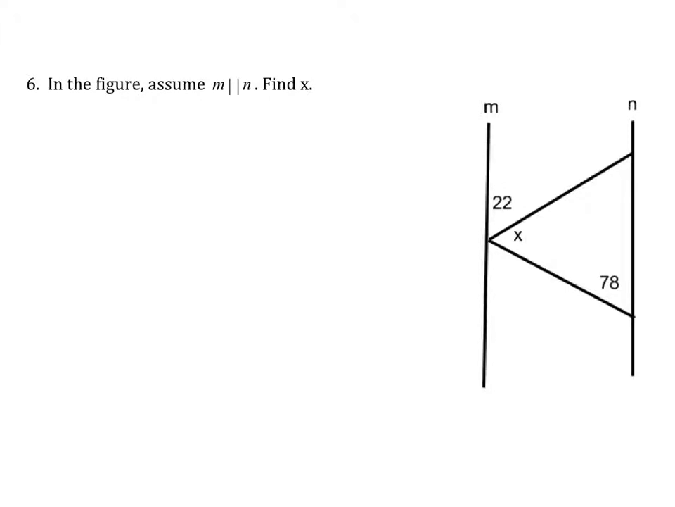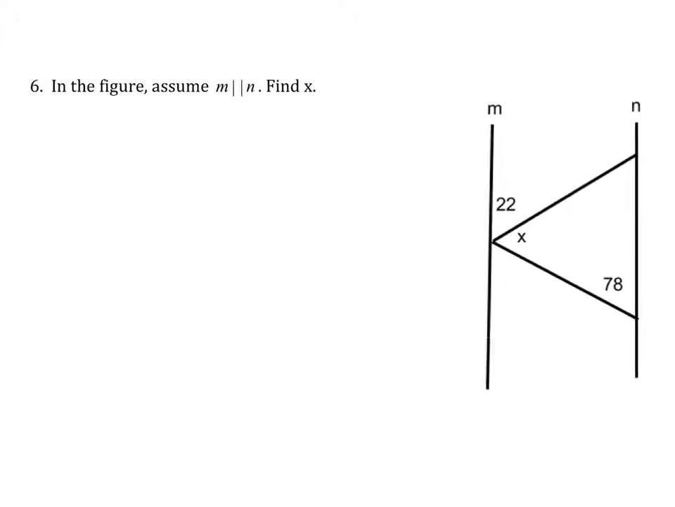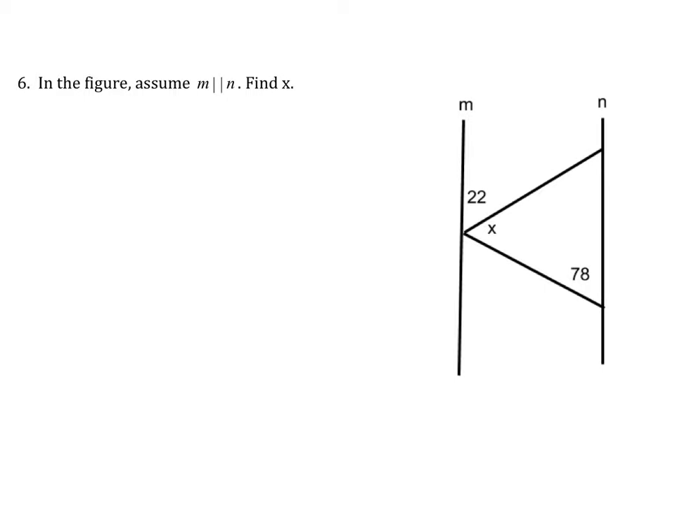Okay, so now let's try using some of these properties. Here it says in the prompt that line M is parallel to line N. So we're going to add in these little arrows which show that they are parallel. So these, once again, mean parallel. And now that we know that they're parallel, we can use those properties we just talked about.